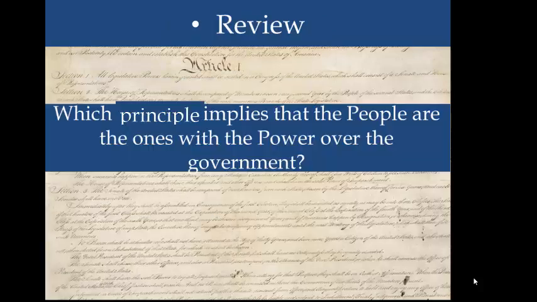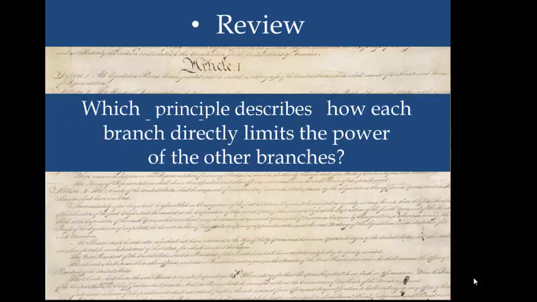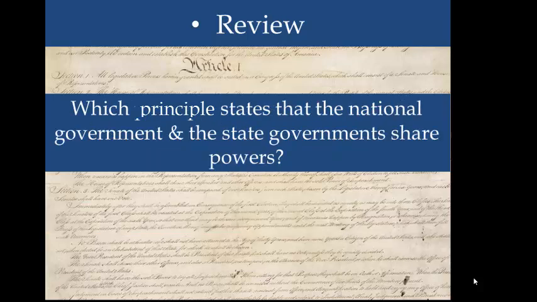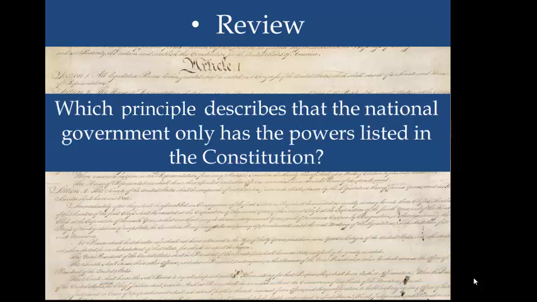So let's review. Which principle implies that the people are the ones with the power over the government? That's right, popular sovereignty. Next, which principle describes how each branch directly limits the power of the other branches? That's right, checks and balances. Okay, which principle states that the national government and the state government share powers? You remember that one, we just did it. Federalism.